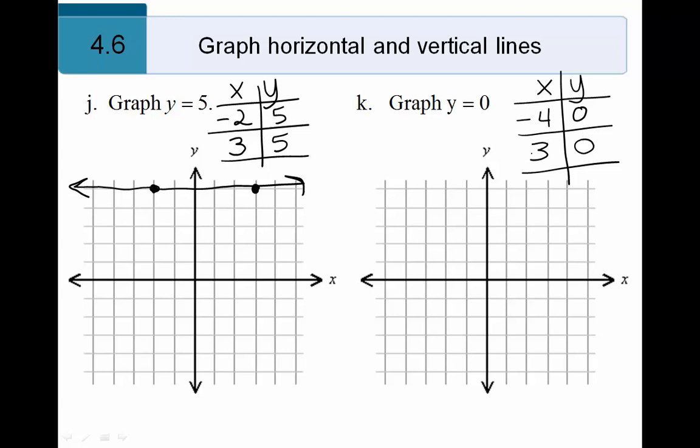Let's plot these two ordered pairs. I will go left 4, 1, 2, 3, 4, up or down 0. (3, 0), I will go right 3, up or down 0. Okay, connect a line. But you can see that the graph of the line y equals 0 is a horizontal line as well. But since you're not moving up or down, since y is 0, it's going to be a horizontal line that's directly on the x-axis. So the graph of y equals 0 is a horizontal line directly on the x-axis.